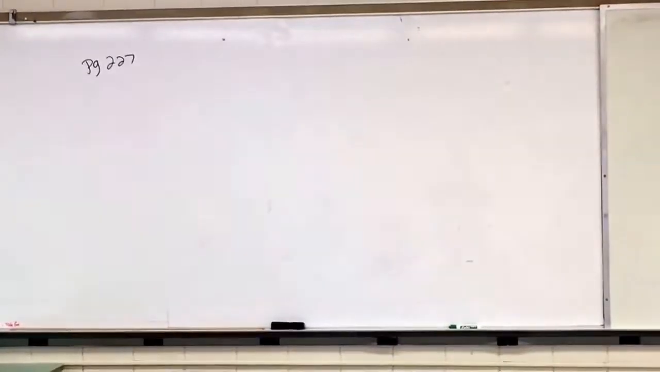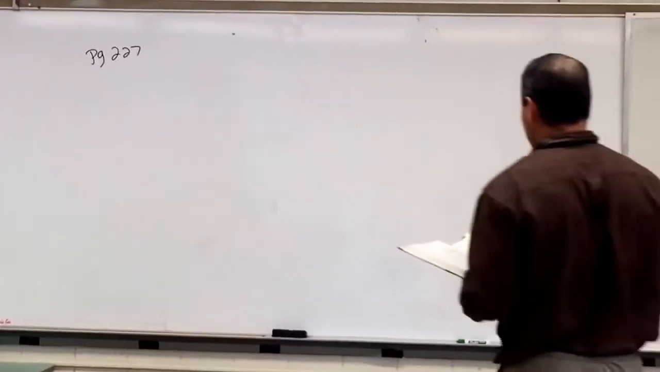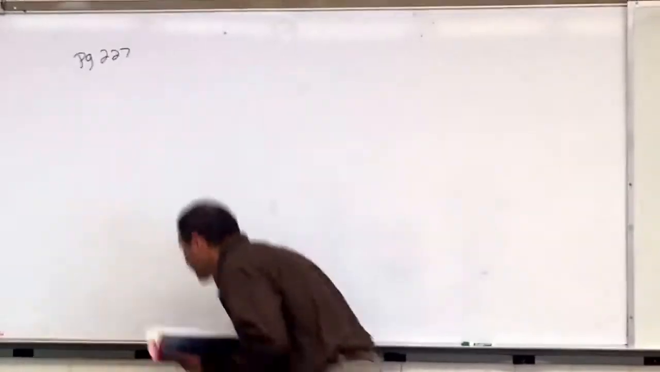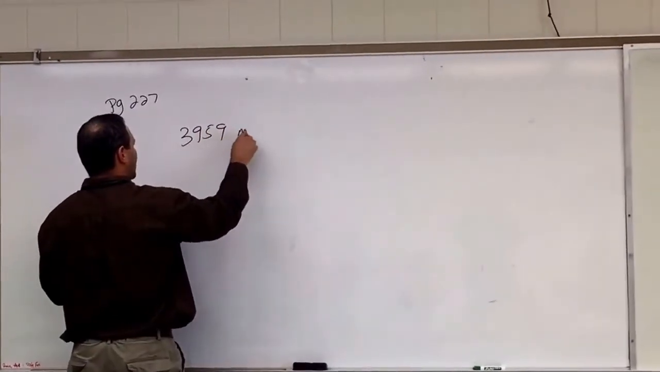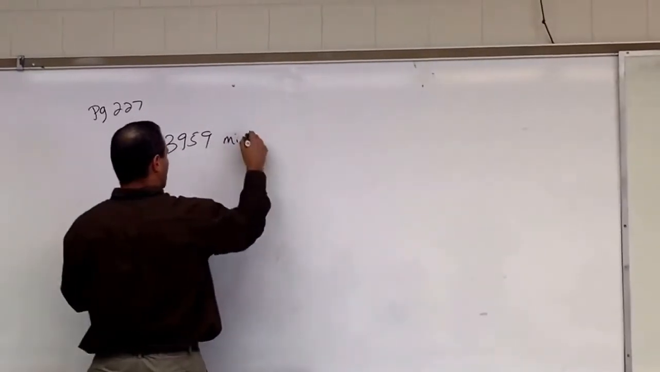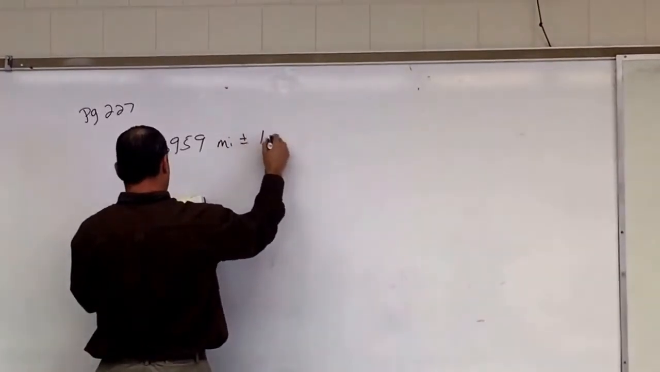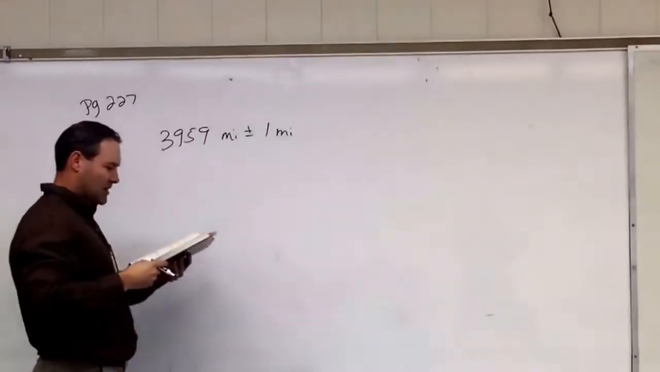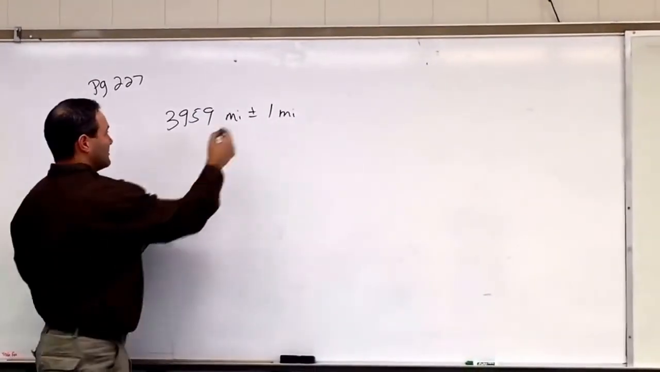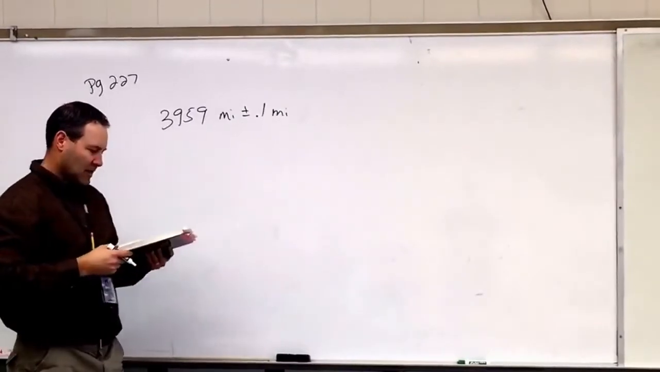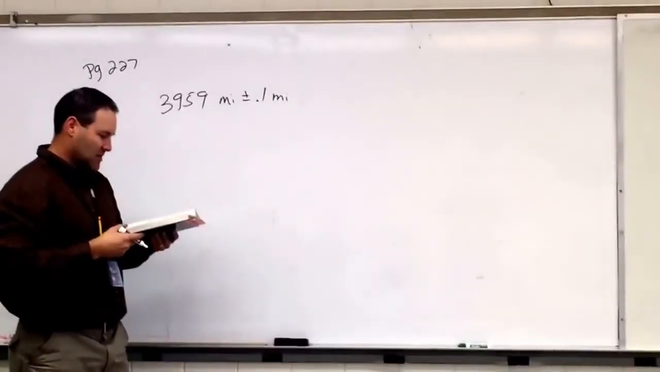Radius to be 3,959 miles, and it says plus or minus 1 mile. What effect would the tolerance of plus or minus 0.1 mile have on our estimate of the Earth's surface area?